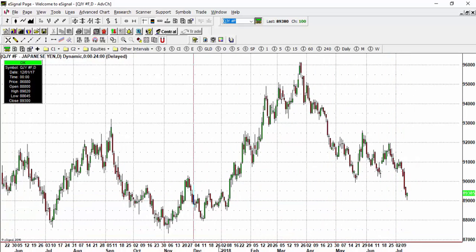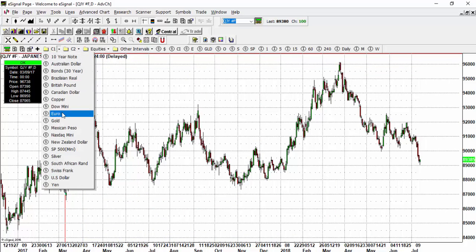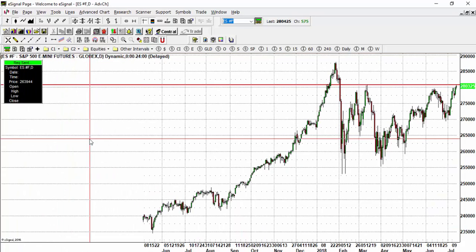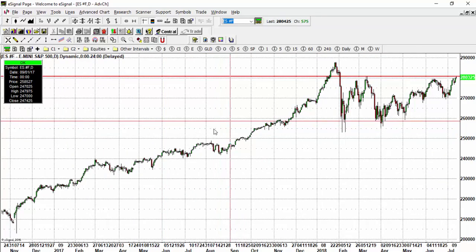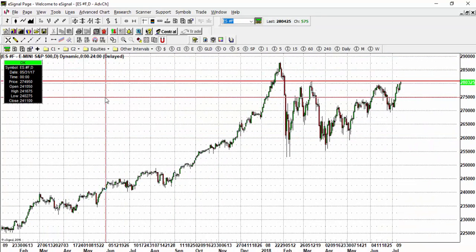So the yen is moving to the downside, and it makes sense because oftentimes when we have a rising stock market, we have the yen moving to the downside. So that is something to keep an eye out on. So that is essentially a general synopsis of what is happening in the market.